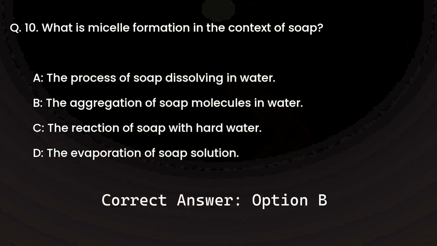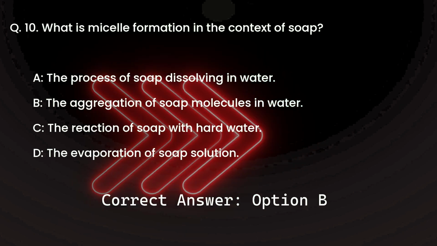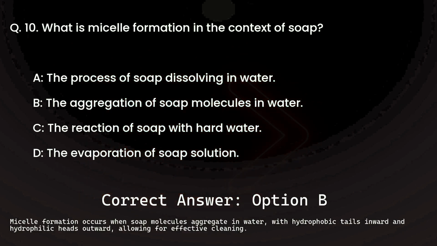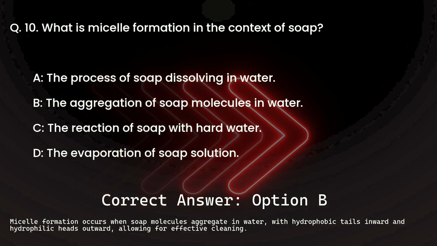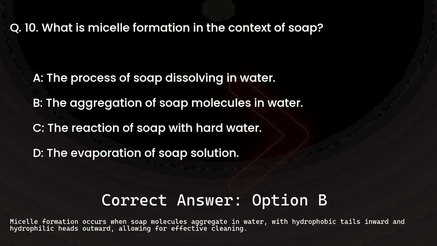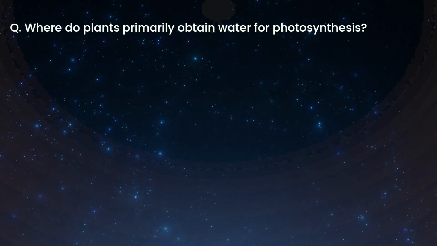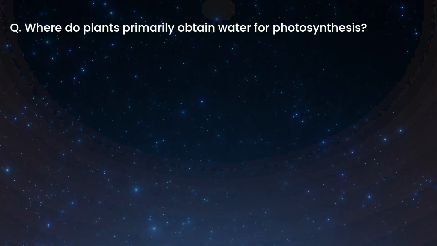The correct answer is option B, which is the aggregation of soap molecules in water. Micelle formation occurs when soap molecules aggregate in water, with hydrophobic tails inward and hydrophilic heads outward, allowing for effective cleaning. Question: where do plants primarily obtain water for photosynthesis?